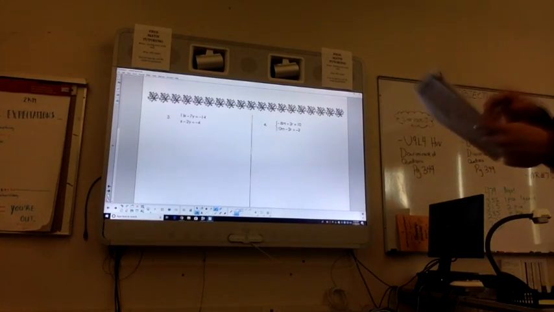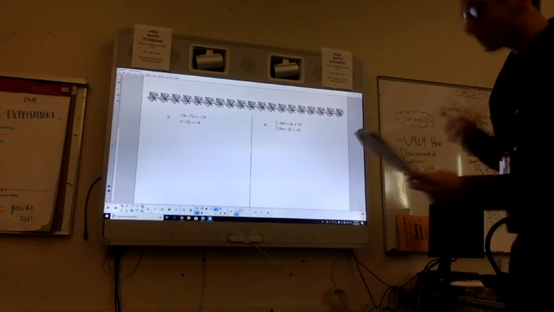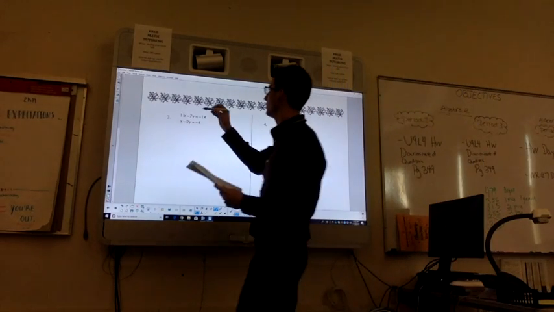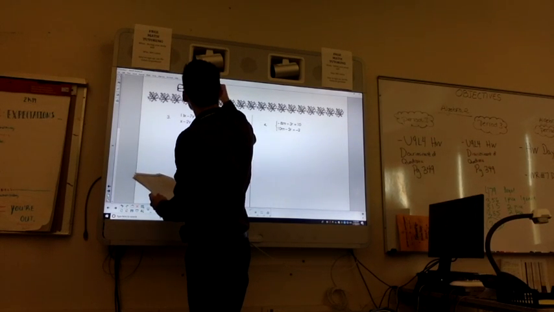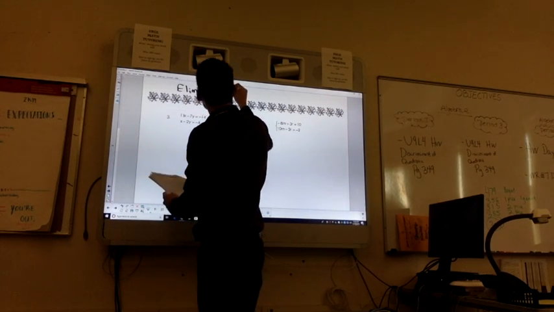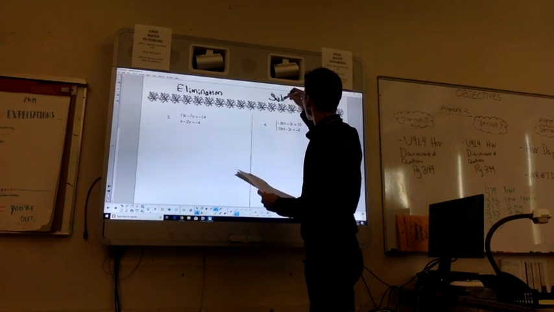Okay, so let's go through some example problems. On this left side, we're going to do elimination. And then on the right side, we will do substitution. Elimination and substitution.